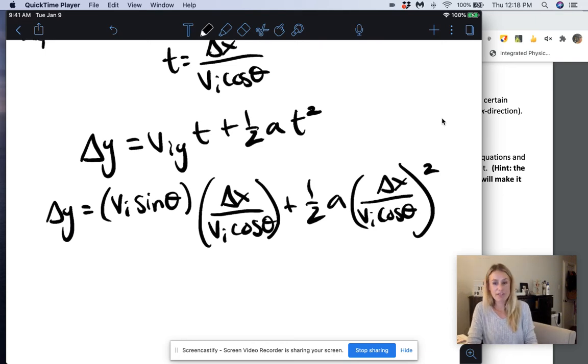Now, a couple things here. The first thing I'm going to do is expand that squared term. Since it's a fraction, I'm going to square both top and bottom. Since I have on the denominator the v initial times the cosine of theta, it will be v initial squared times cosine squared theta. So if I do that, I get this.